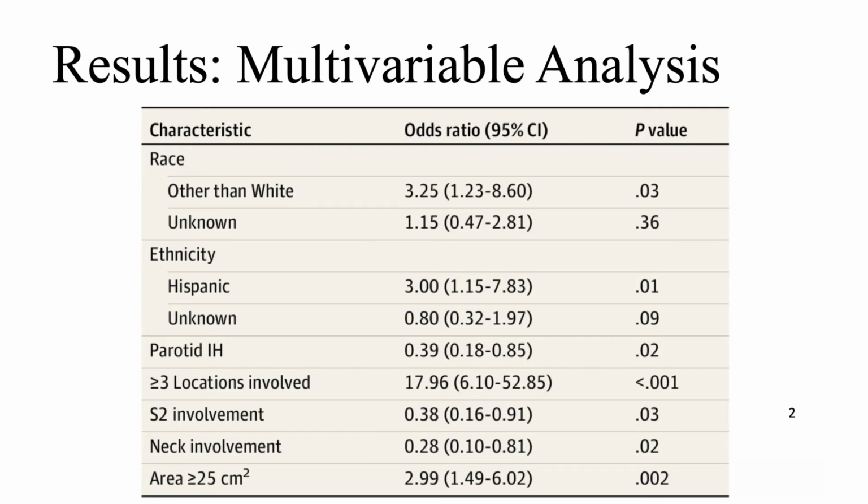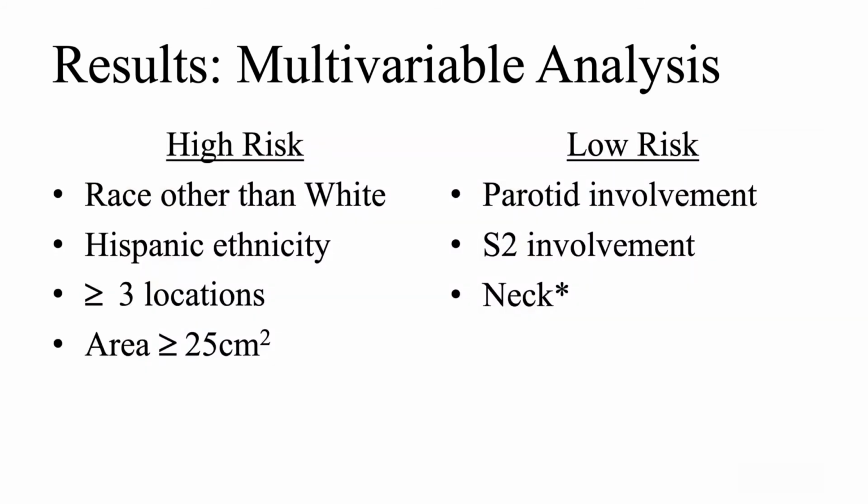So what we got from this is that high risk features are potentially race other than white, Hispanic ethnicity, 3 or more locations, an area greater than or equal to 25 square centimeters. Low risk features were involvement of the parotid, so that special type of hemangioma I showed you earlier, the S2 segment being involved, and then potentially the neck, but I put a little asterisk there, and we'll come back to that.